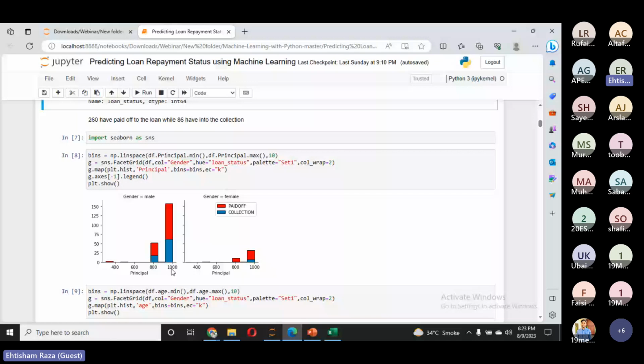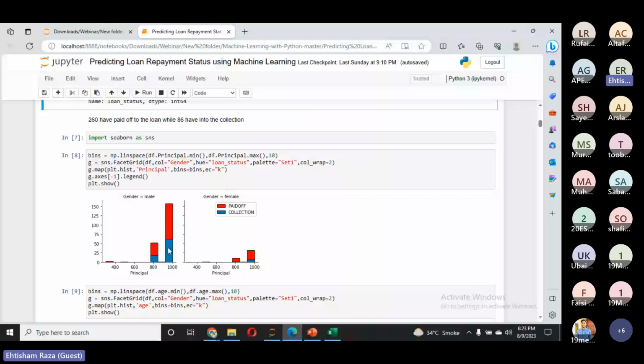pay back. Paid off is in red, which means the people have already paid back. Blue is the collection, which means we still have to collect from these people. So most of the collection has to be done from the male side. The females have a very small amount of collection to be done. So most of the females have already paid.